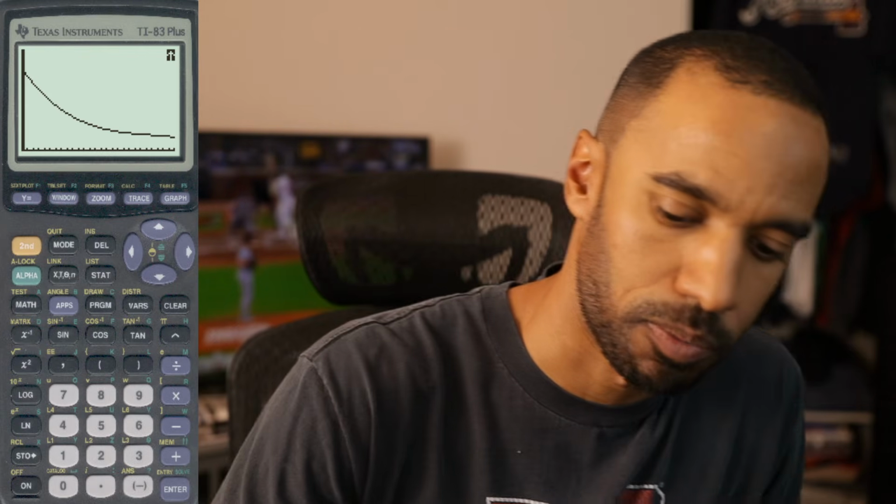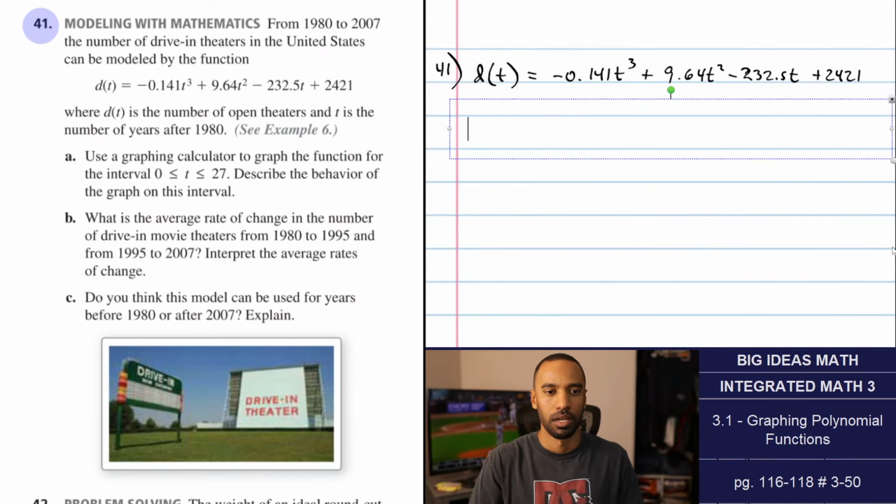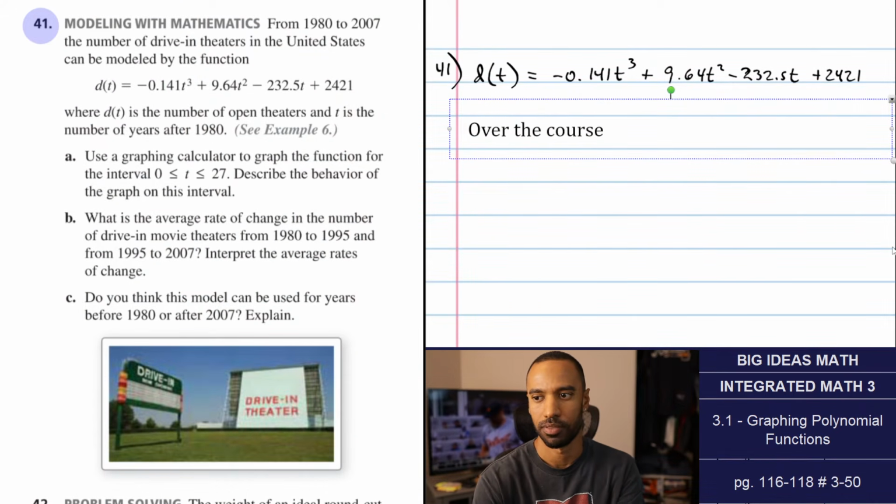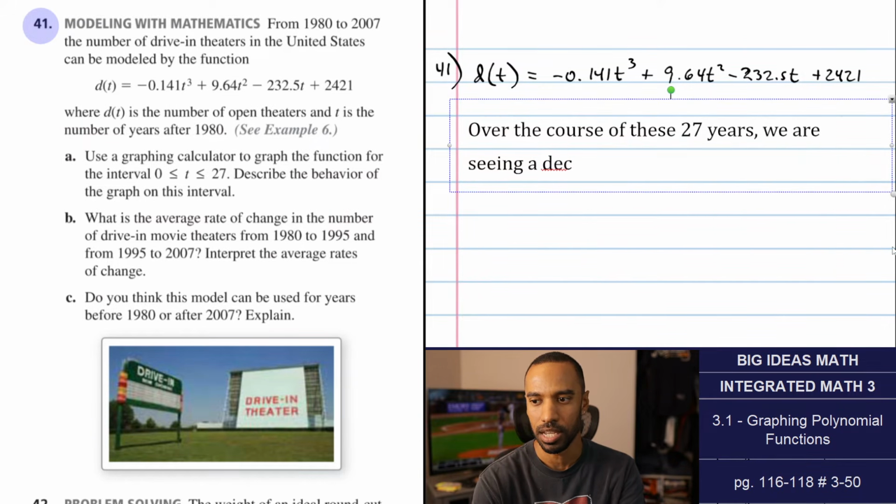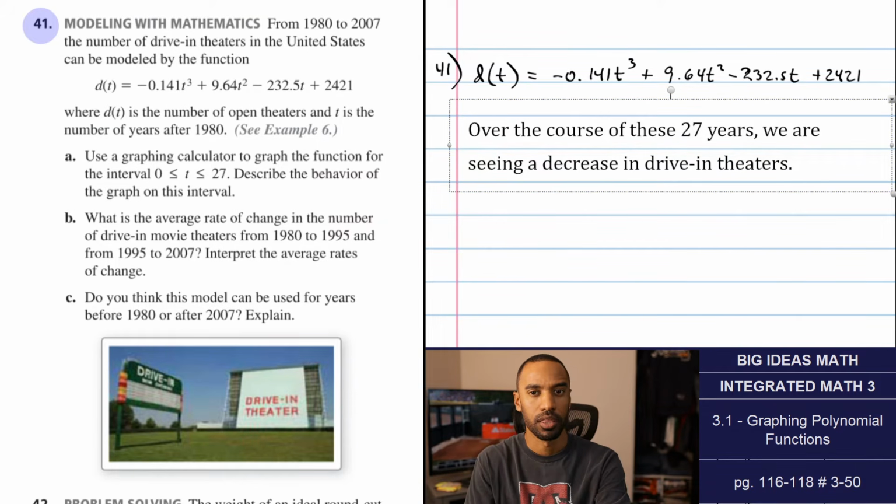Describe the behavior of the graph on this interval is the question. Okay, so here we go. This is part A. What do we see? A decrease in drive-in theaters over this time. Over the course of these 27 years, we are seeing a decrease in drive-in theaters. However, there's a slowing up of the decrease. When we go back here, it's sharper. It's a sharper decline for the first, I don't know, 7, 8 years or so. And then you see it slow up a little bit more, right?